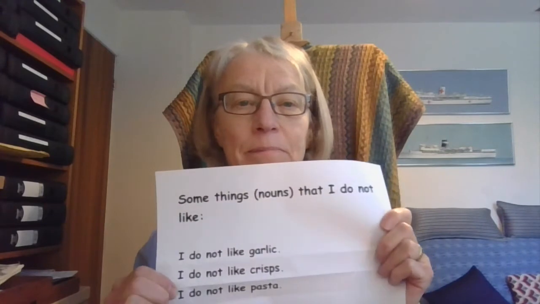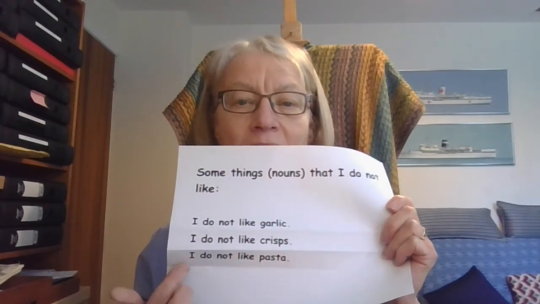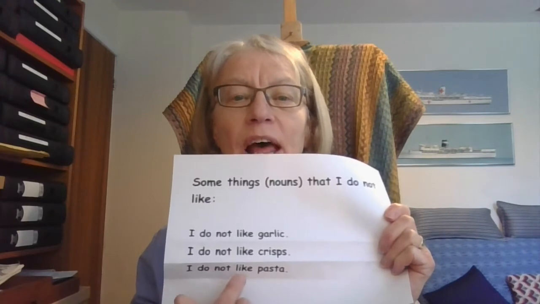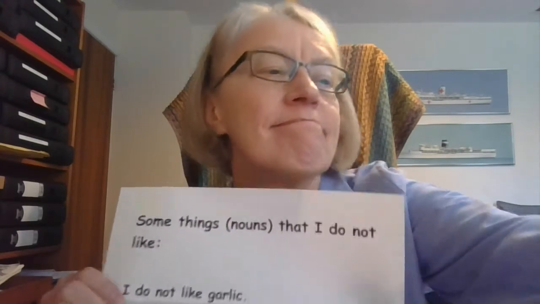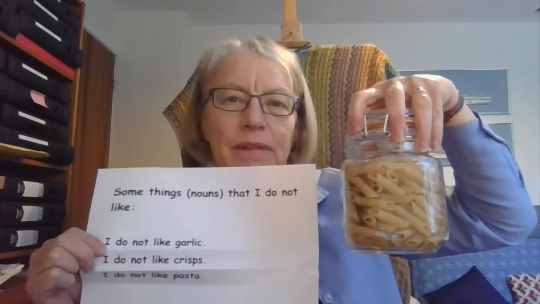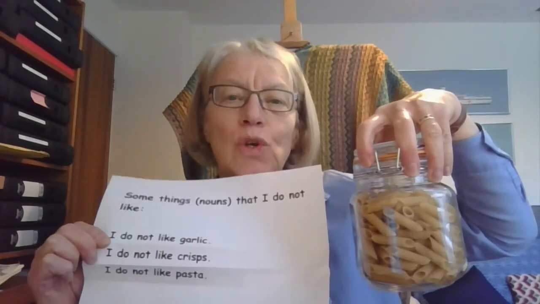And the third thing I do not like is I do not like pasta. Here's some dried pasta. It would have to be cooked, but I don't like pasta. I do not like pasta. Now, all of those things, garlic, crisps, and pasta, are nouns. They are things that I do not like.